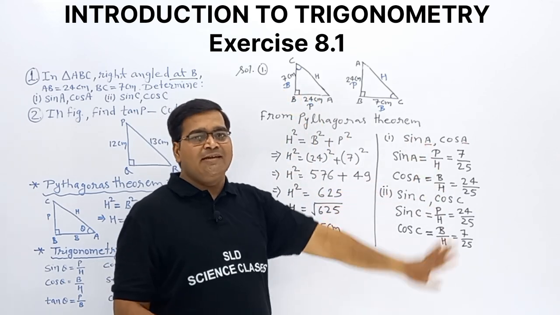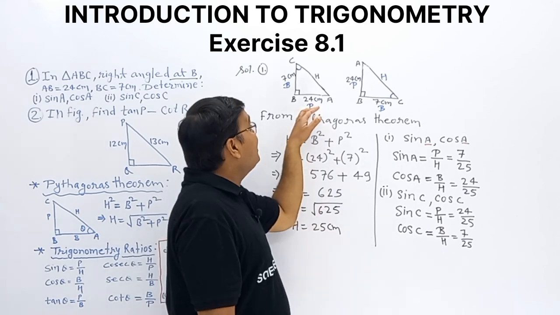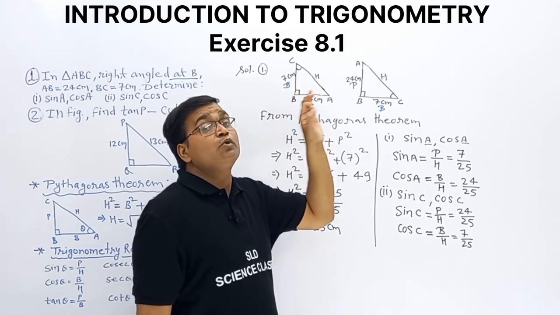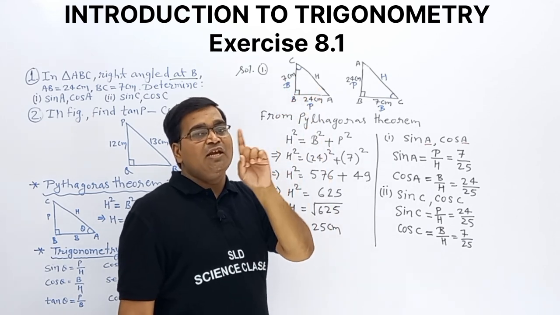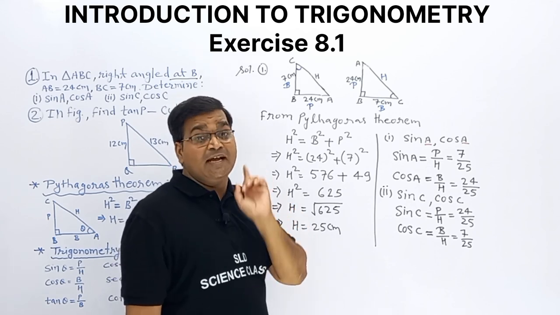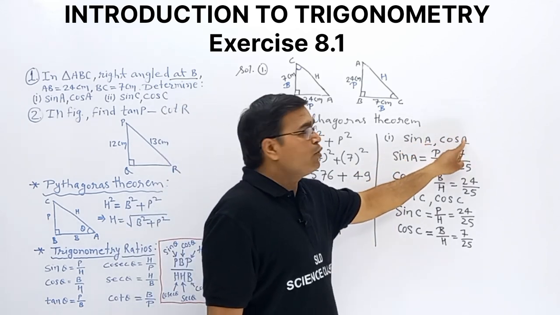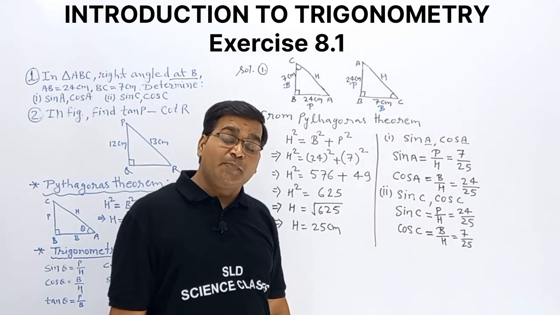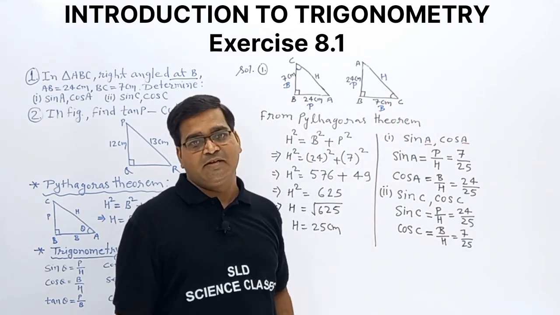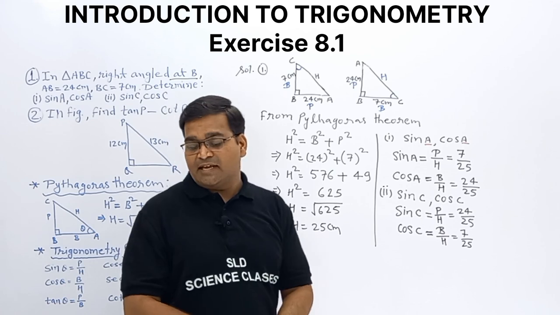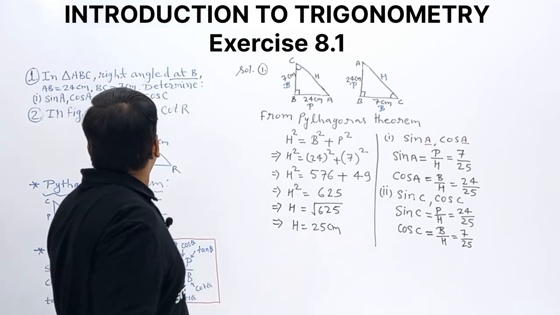Hypotenuse is the side opposite the 90 degree angle, no problem, but for deciding perpendicular and base we should know how we will decide. It depends on the acute angle, the angle of reference. We observe what is given there, and accordingly we will decide the perpendicular and base sides. Clear? Now I am taking the next one, question number two.